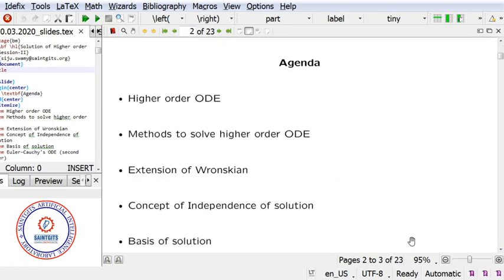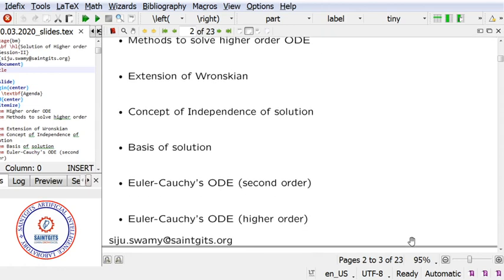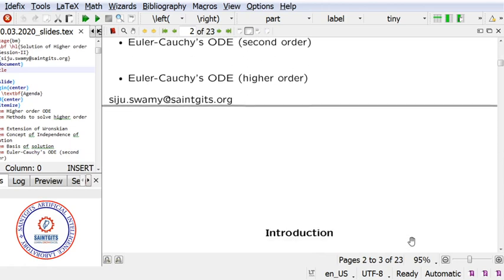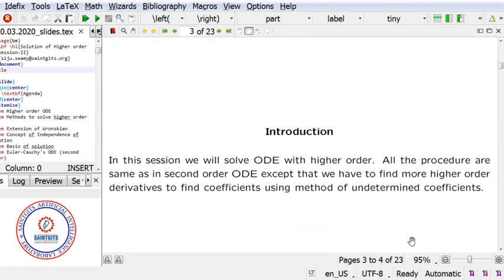The higher order ODE, methods to solve higher order ODE, extension of the Wronskian that we have already discussed in second order case, concept of independence of solution, basis of solution, Euler-Cauchy's ODE of second order, Euler-Cauchy's ODE of higher order. So as an introduction, I will tell you two more sentences.